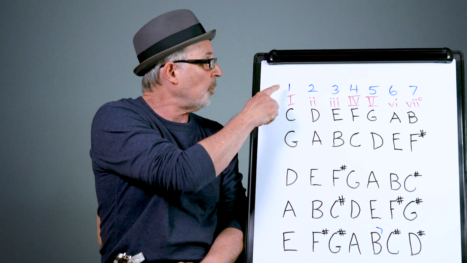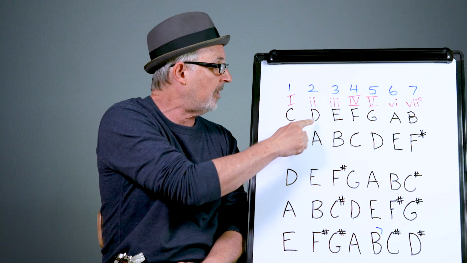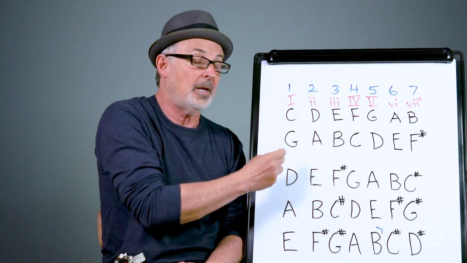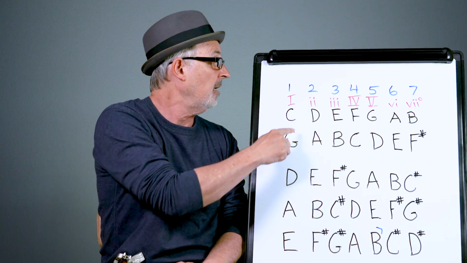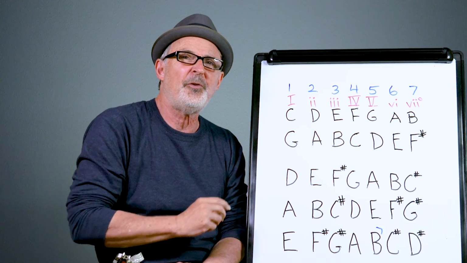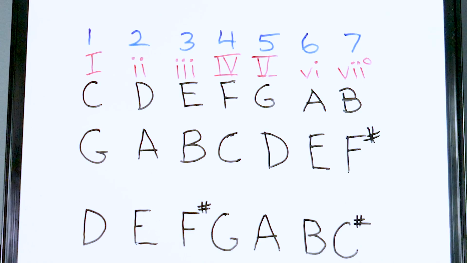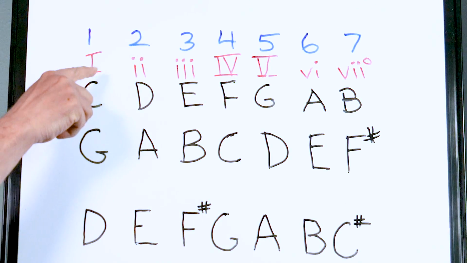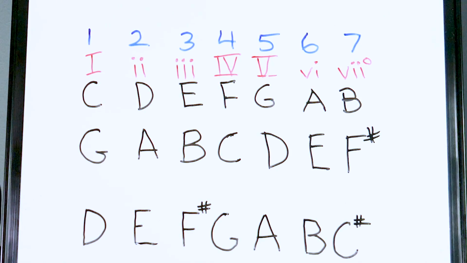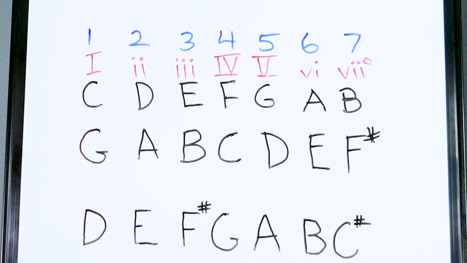Up top, I wrote the number for each scale degree. In other words, C is the first note, D is the second note in the key of C. If you're talking about the key of G, G would be the first note. And underneath that, I don't know if you can see that, I have little Roman numerals. And that's very common in music, because especially when you're talking about chords, the Roman numeral gives you a chance to make a capital Roman numeral for a major chord and a small baby Roman numeral for minor chords.